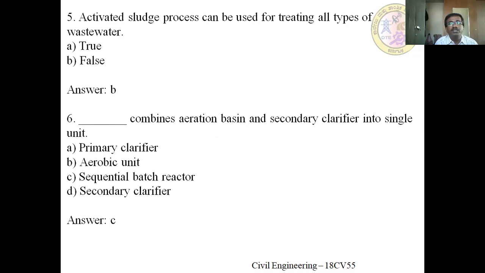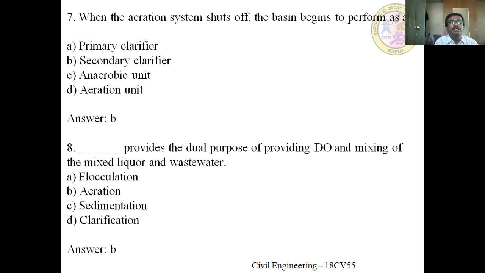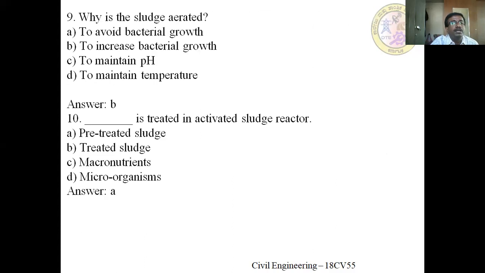Which combines the aeration basin and secondary clarifier into a single unit? It is called the sequential batch reactor. When the aeration system shuts off, the basin begins to perform as a secondary clarifier. Secondary clarifier means the main purpose is to separate the wastewater from the activated sludge. What provides the dual purpose of providing DO and mixing of mixed liquor and wastewater? This process is completed in the aeration tank.